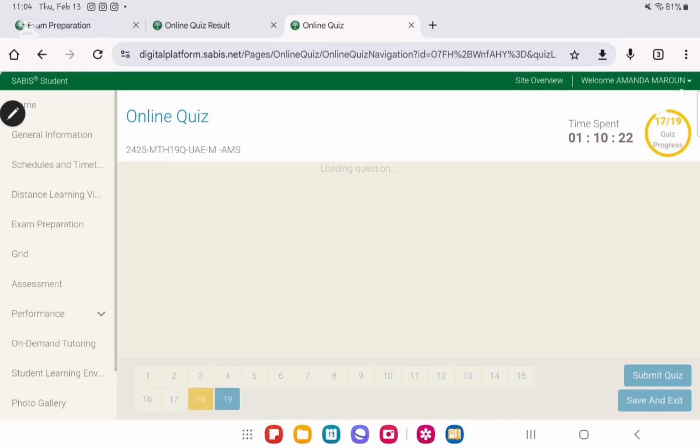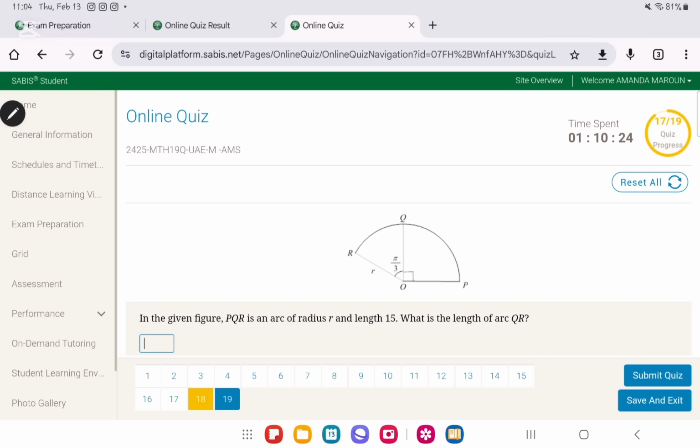We move on to question number 18. They said in the given figure, PQR is an arc of radius r and length 15. What is the length of the arc QR? They need us to find the value of the length of the arc QR.